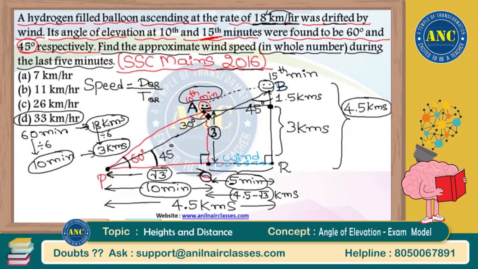So from P to A, time taken is 10 minutes, and for 10 minutes it is 3 kilometers covered. For 15 minutes, for the last 5 minutes, it is another 1.5 kilometers extra covered. Total from B to R is 4.5. BR, if it is 4.5, PR also should be 4.5, because BPR is an isosceles right angled triangle. So two sides should be equal. So total is 4.5, PQ is root 3. So QR should be 4.5 minus root 3. That is the distance traveled by the balloon from the 10th minute till the 15th minute.